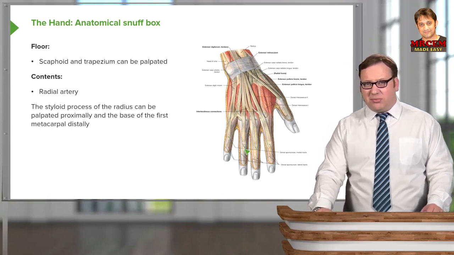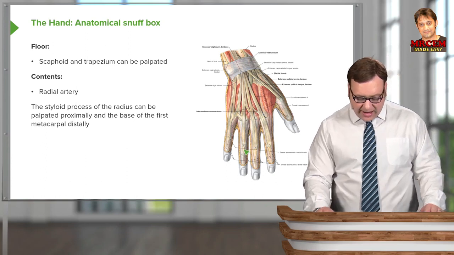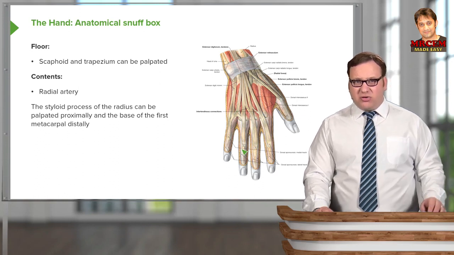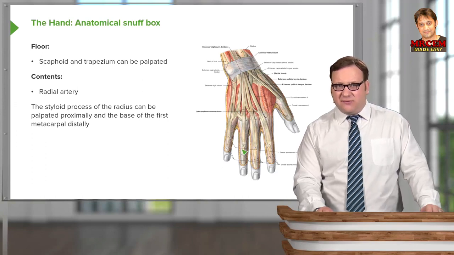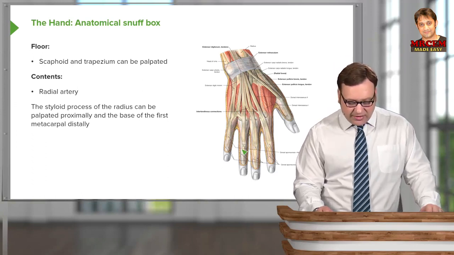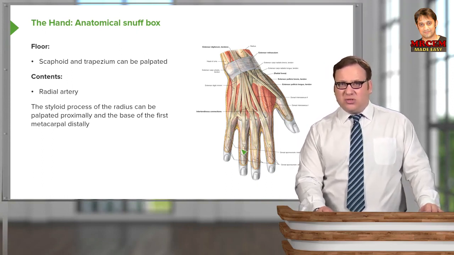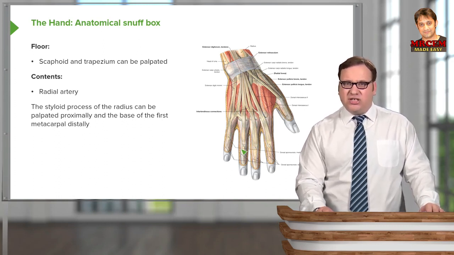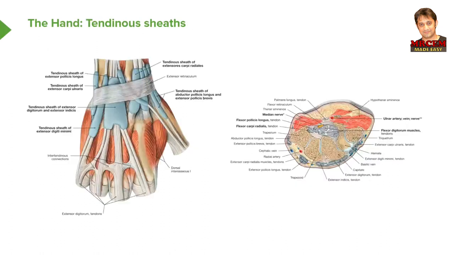So when we look at the blood supply to the hand, you'll see that the radial artery runs over this anatomical snuff box. You can also palpate the styloid process of the radius, quite proximally within the space, and the base of the first metacarpal distally within the space. So it's important you recognise the features in the anatomical snuff box, and as the scaphoid bone is prone to fracture, palpation here and eliciting pain could indicate a fracture to this carpal bone. So, the anatomical snuff box.